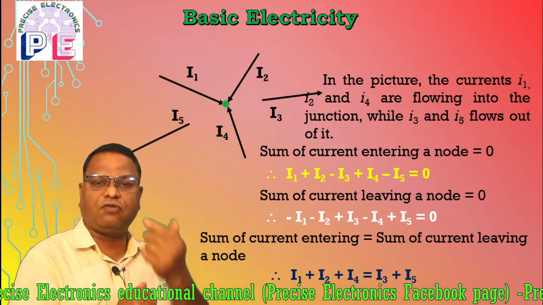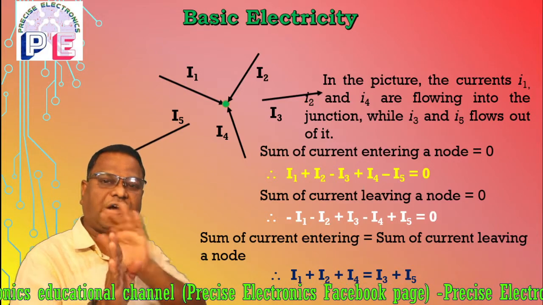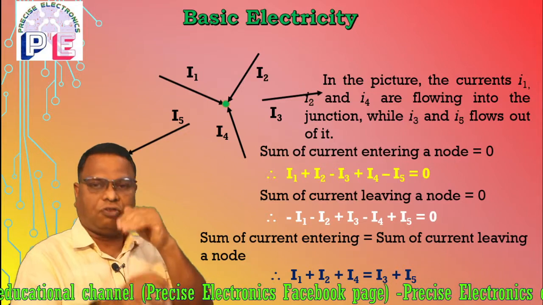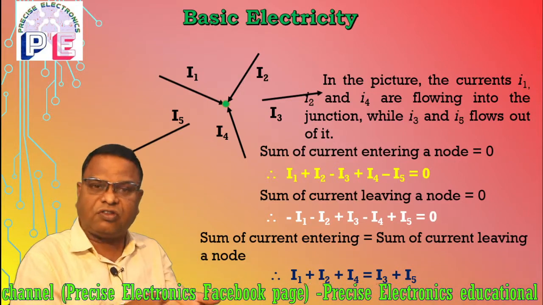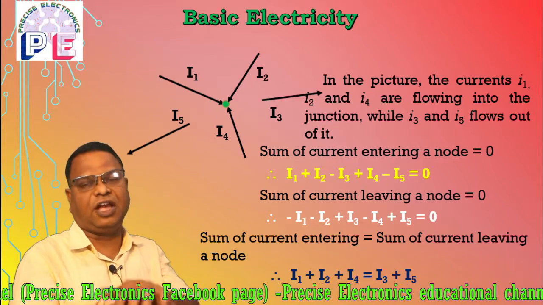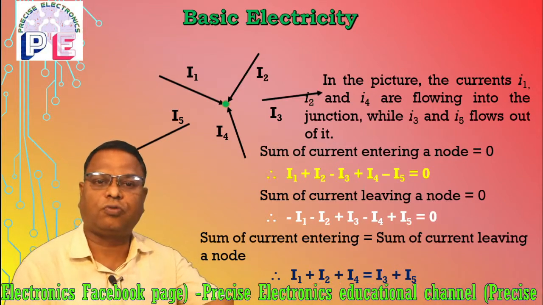I1, I2 and I4 are the currents flowing toward the junction. So the sum of these currents, I1 plus I2 plus I4, is equal to the current flowing away from the junction, that is I3 plus I5. That is Kirchhoff's current law, which is known as Kirchhoff's first law.